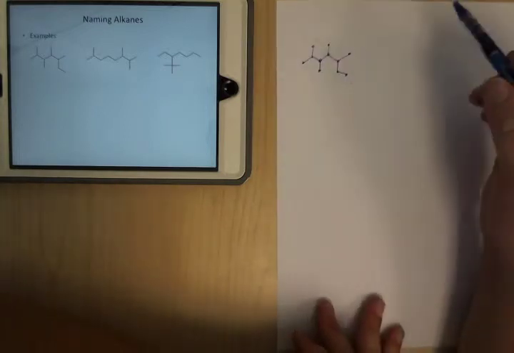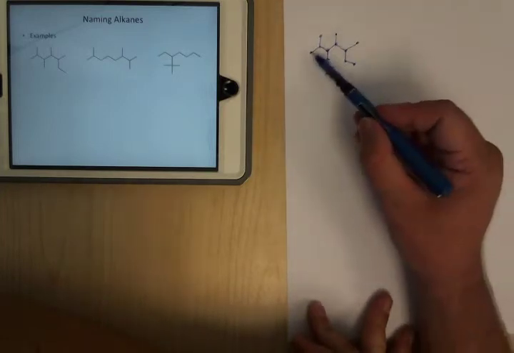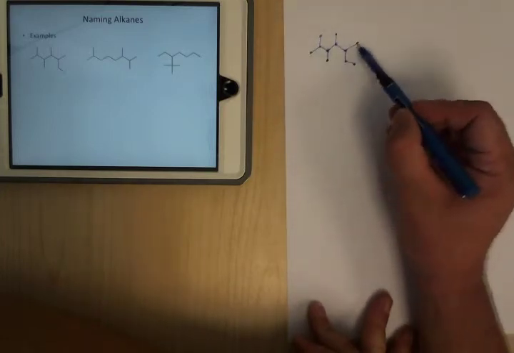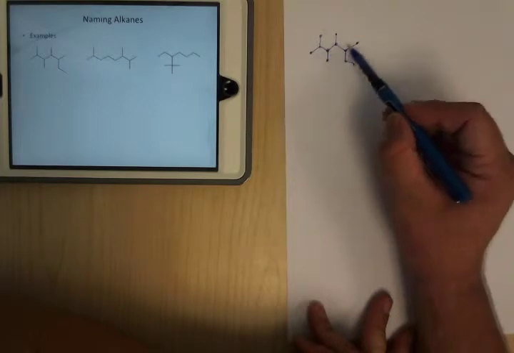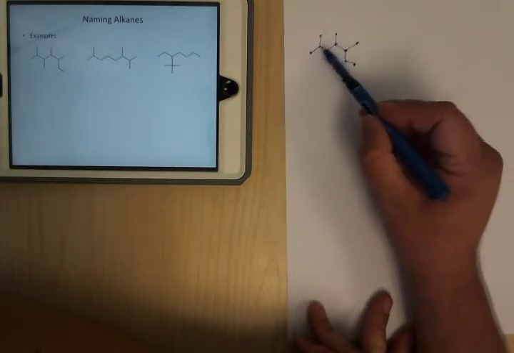Okay, so first things first, we need to do the main chain. Always start with the horizontal because it's the easiest. 1, 2, 3, 4, 5, 6, 7.